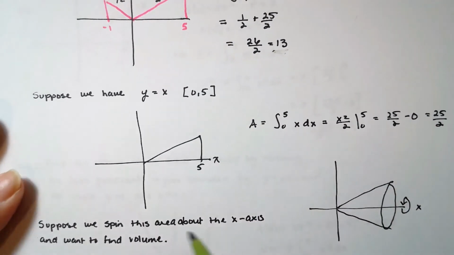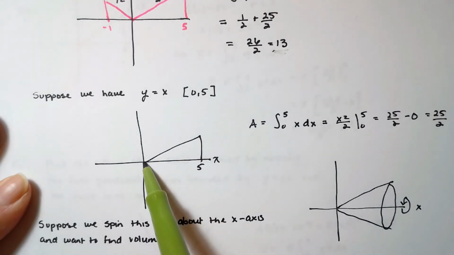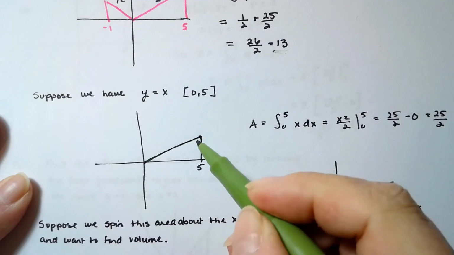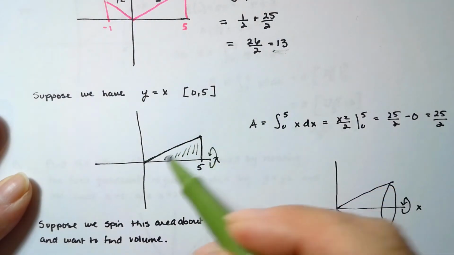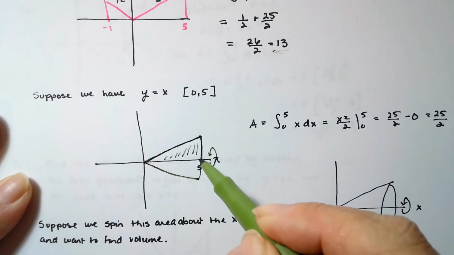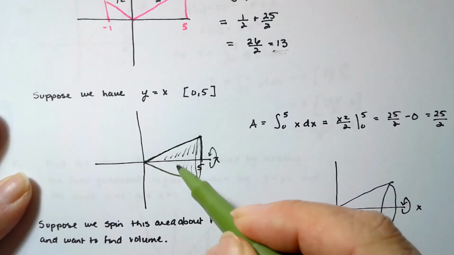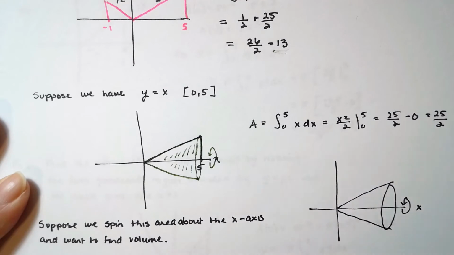So let's talk about it. I'm just going to take the same function, y equals x, from 0 to 5. Okay, so I have this little triangle here. Now if I rotate this thing around the x-axis, I get this sort of cone looking figure, and it's solid as a rock. There's no hole in the middle, it's just a solid cone, like a plastic cone I would use in geometry or something.